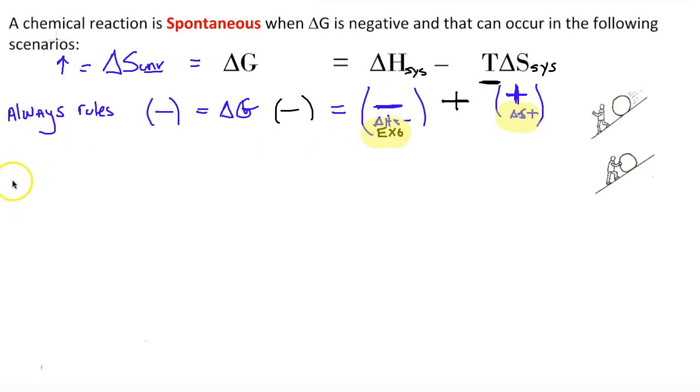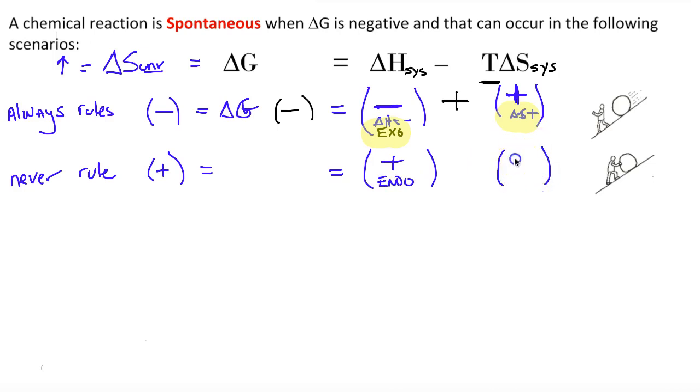All right, here's the never rule. The never rule is the exact opposite. This means the reaction will never be spontaneous. The delta G is positive, because in this case I'm going to have a delta H of my system that is positive, which we know is endothermic, and my delta S will be negative, which means my delta S of my system, my molecular degrees of freedom, is going to decrease. And these are bad, bad, bad thermodynamic quantities because both of them will contribute to the universe's entropy decreasing.